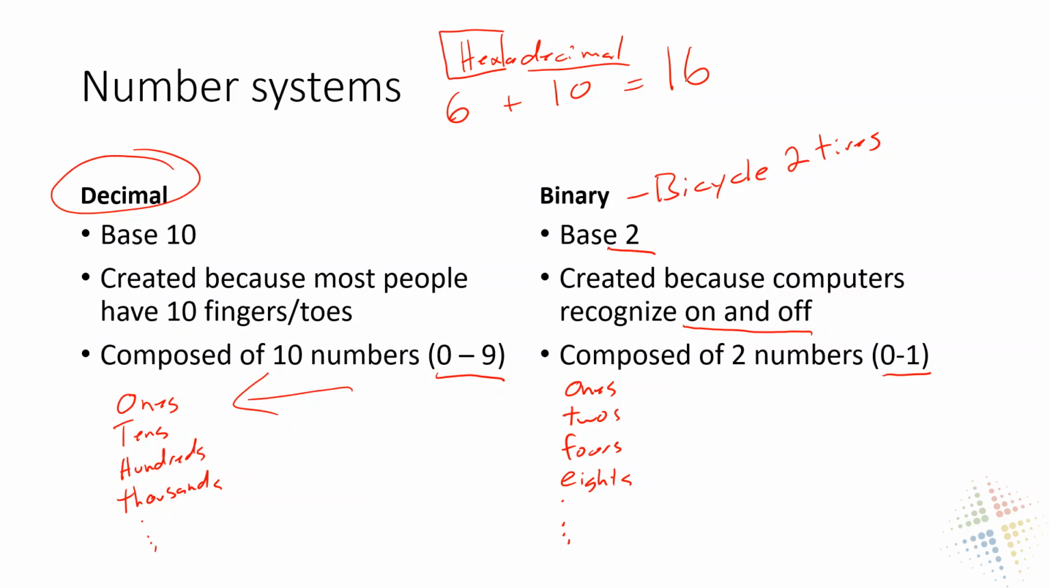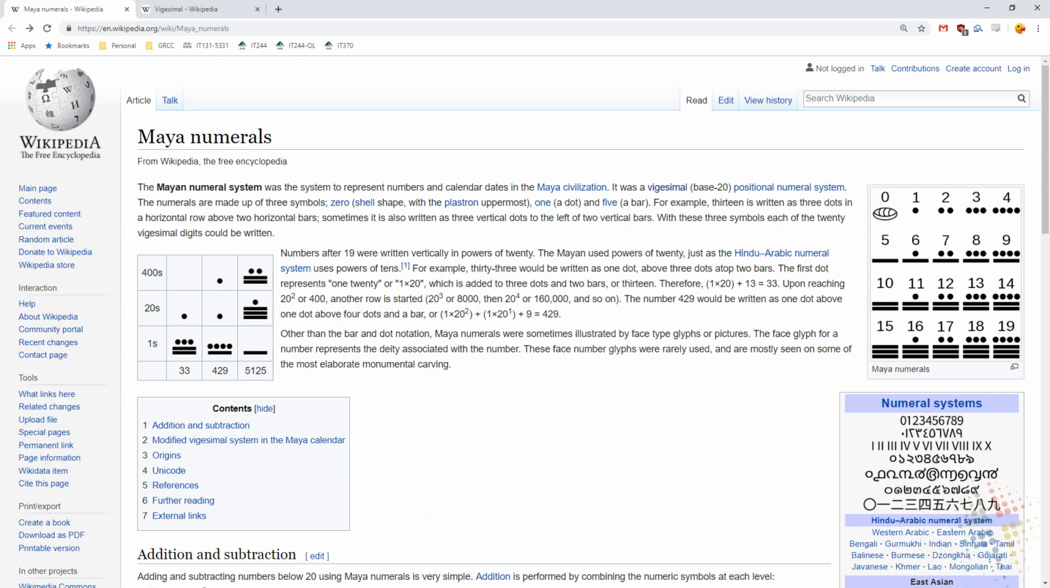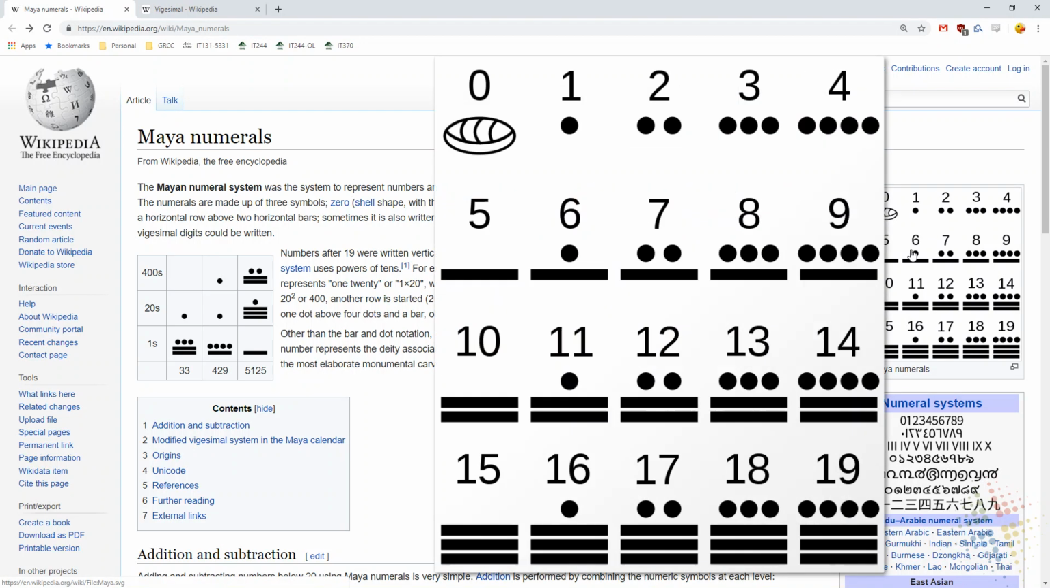And then there's lots of other numbering systems out there. For instance, the Mayans. Apparently the Mayans didn't wear shoes as much. Maybe. The Mayan number system actually uses a base 20. So they counted both their fingers and their toes, and it still worked. Everything worked perfectly fine. Once you understand the process, it's very easy to follow through and repeat with somebody else. It just uses 20 numbers instead of 10.